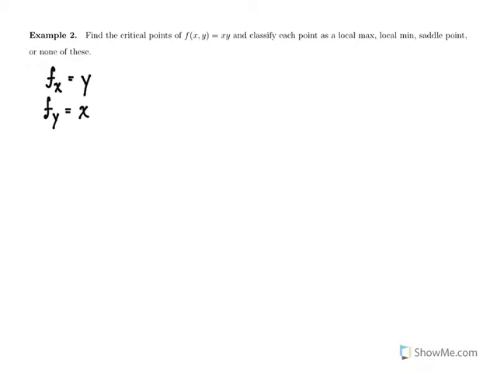So to find the critical points, we're going to set both of these equal to 0, and we're going to solve both equations at the same time. This is not a very difficult thing to solve as it's already solved. We get that x has to be 0 and y has to be 0. So we get a critical point of (0, 0). And that's the only critical point that we have. We'll look at more difficult problems in the next video.